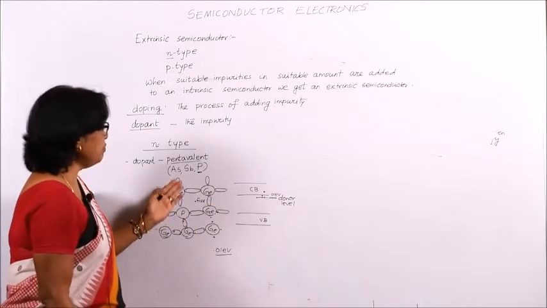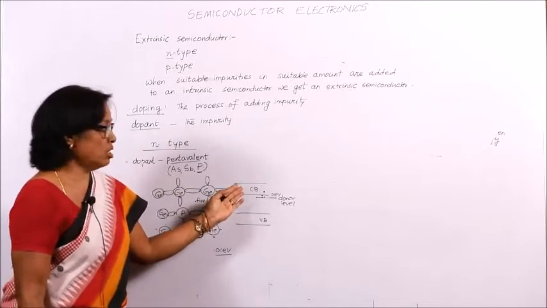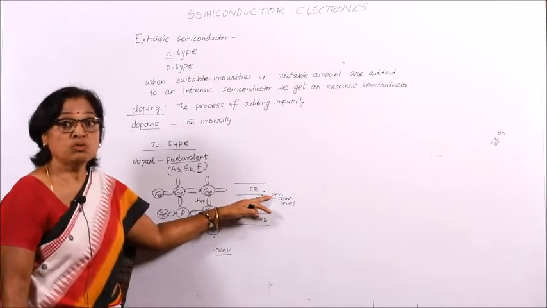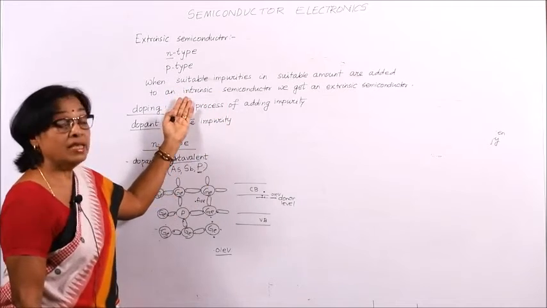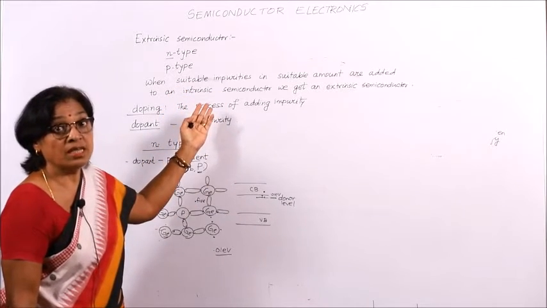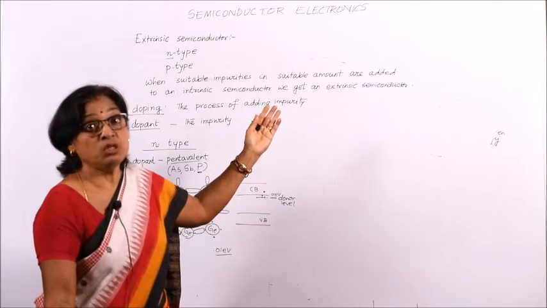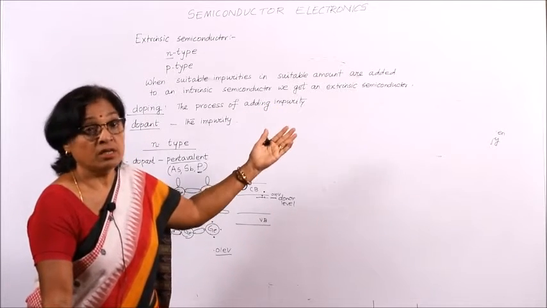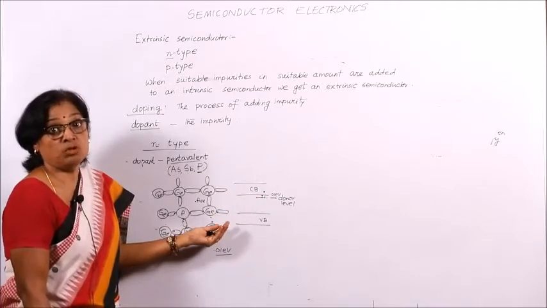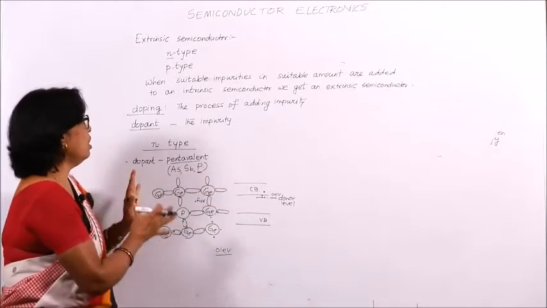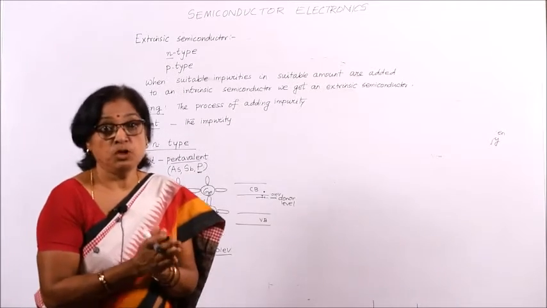That many free electrons are produced in the conduction band by giving only this much energy, 0.01 electron volt. In the earlier case of the intrinsic semiconductor, we saw that we have to give at least 0.72 electron volt to make it conducting. Here you require so small an amount of energy. So this is how an N-type semiconductor is produced.